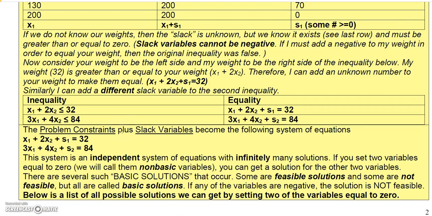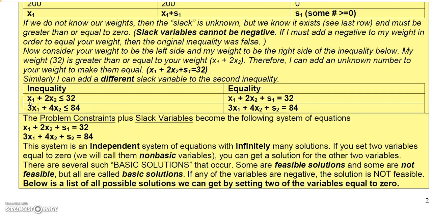So basically what I'm going to do for this first inequality, I have x1 plus 2x2 is less than or equal to 32. So the left-hand side is kind of like your weight, and the right-hand side is kind of like my weight. So we're saying your weight is less than or equal to my weight. To make your weight equal my weight, we add a slack variable to the left-hand side, and now that will convert that inequality to an equation.